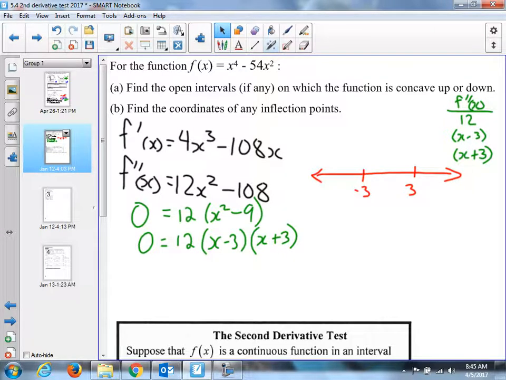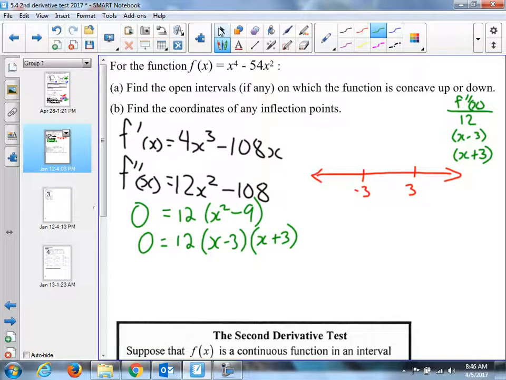Now, positive 12 doesn't change anything. But if it was negative 3 that you'd factored out, sometimes people forget. If this was like negative 12, let's say, and I'd put negative signs in here, remember all of those zones flip. But that's not the case here. That's a good habit to get into, even if you have a constant. All we're looking for is the signs.